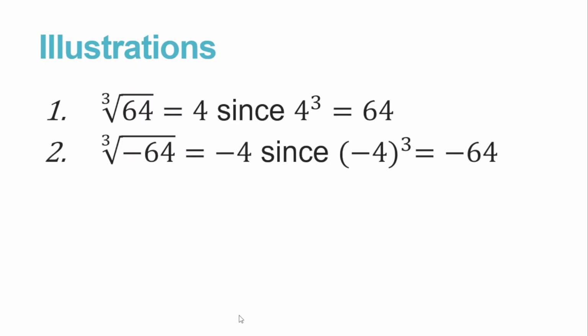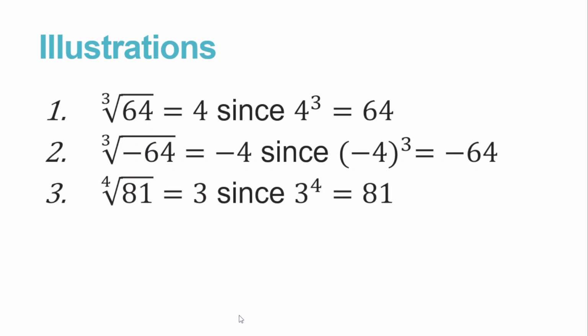But if you have the cube root of negative 64, that will be equal to negative 4, since negative 4 cubed is equal to negative 64. There's not a positive answer to that, because the exponent is odd. If the exponent is odd and the base is negative, the answer will always be negative, okay? So here's the third one.